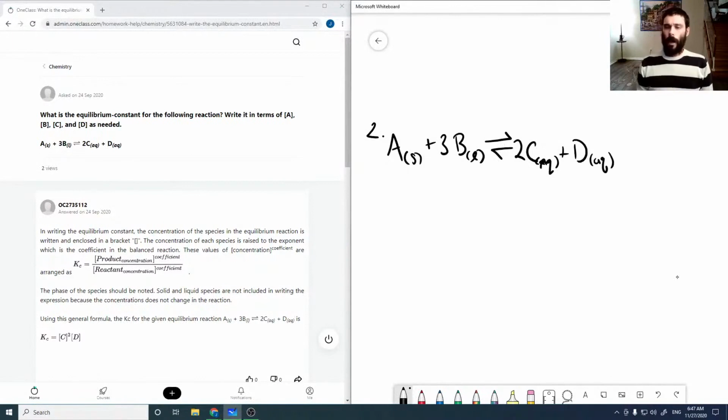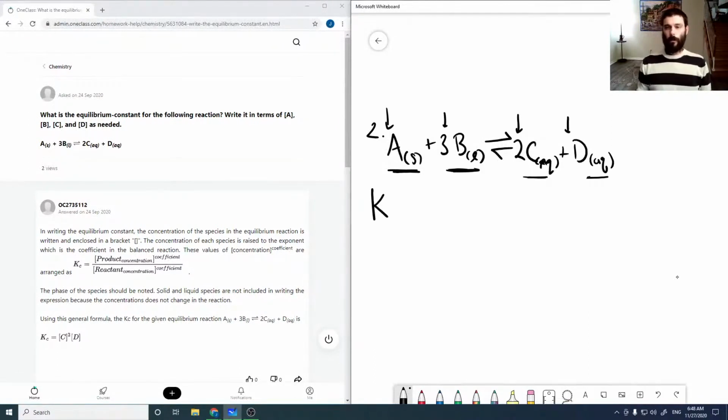Alright, so recall that our K is our products over our reactants, where each of the product concentrations are raised to their appropriate powers. And each of the reactants will be as well. The only thing to know is any solids or liquids won't be included in our K constant because their concentration doesn't really change. They're basically in excess in the reaction. So we're only really considering the aqueous parts.